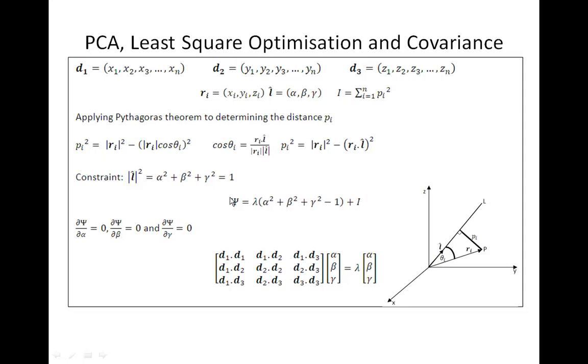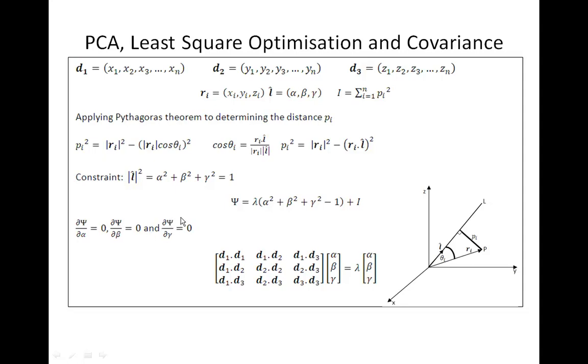We have to do this by introducing a Lagrange multiplier to ensure that we maintain a unit vector for this direction L, and then we need to optimize. In other words, we apply calculus, and calculus gives us a minimum or a maximum if we differentiate the function with respect to alpha, beta and gamma, and then set the partial derivatives to 0. These would be the conditions for a minimum or a maximum.